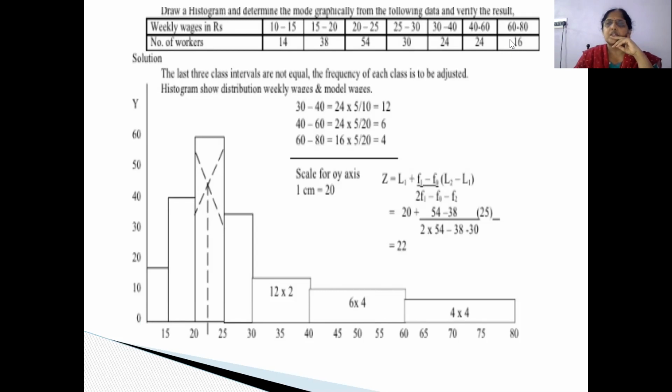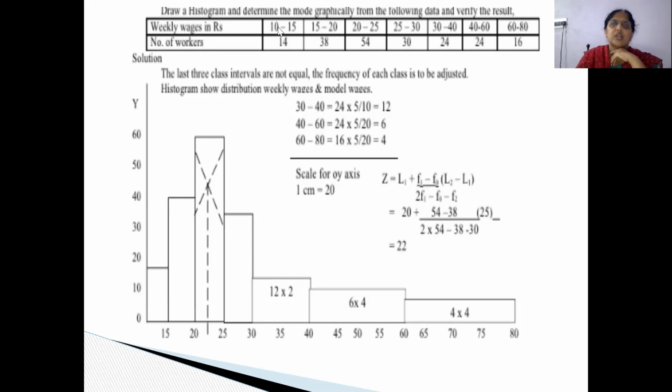This is 60 to 80. How many class intervals can we form? Here also we can form four class intervals, because 60 to 65, 65 to 70, 70 to 75, 75 to 80. So we can make four class intervals. That is why 16 divided by 4, how much are we going to get? 4 frequency. So let us draw the frequency graph first.